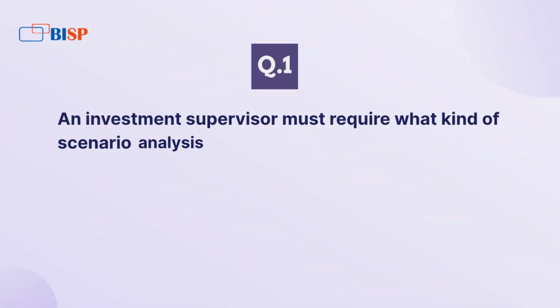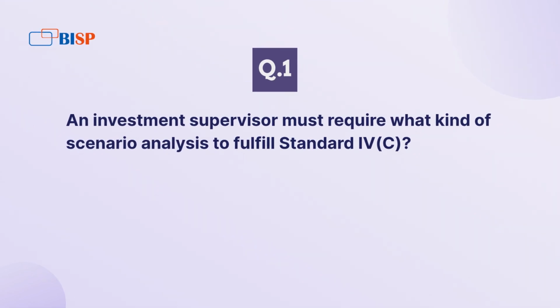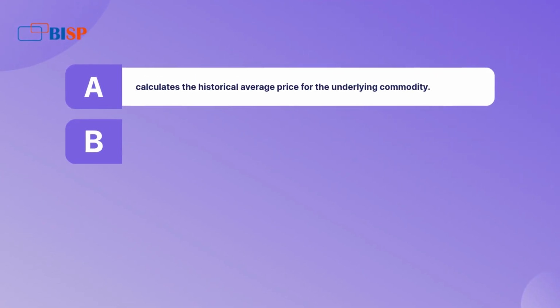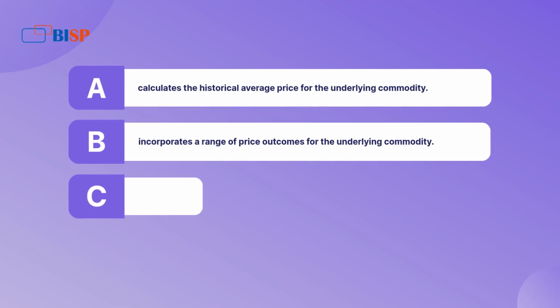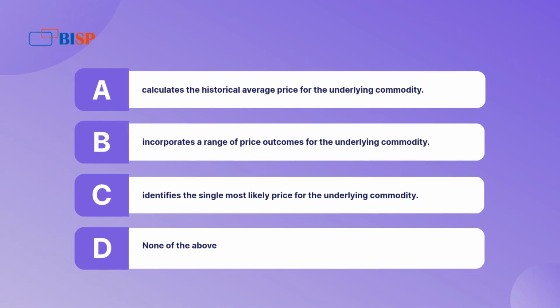Question number 1. An investment supervisor must require what kind of scenario analysis to fulfill Standard 4C? A. Calculates the historical average price for the underlying commodity. B. Incorporates a range of price outcomes for the underlying commodity. C. Identifies the single most likely price for the underlying commodity. D. None of the above.